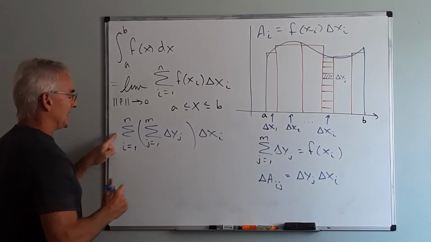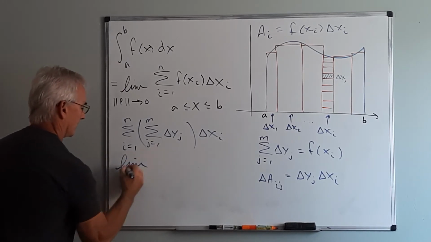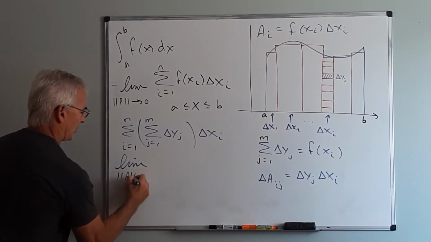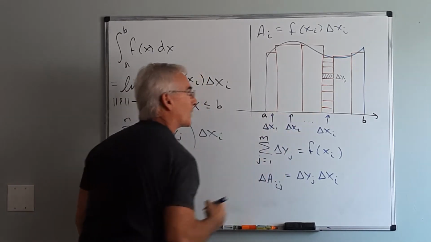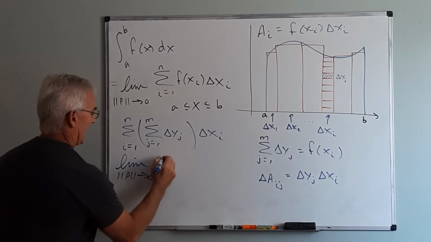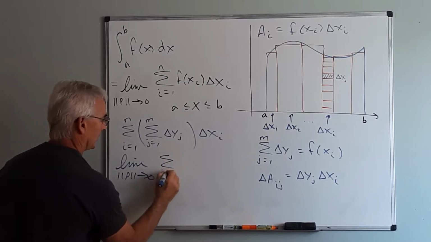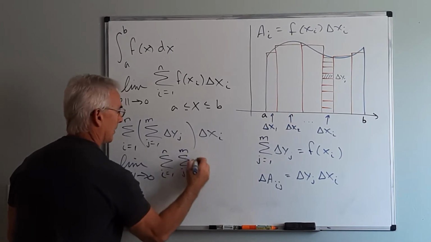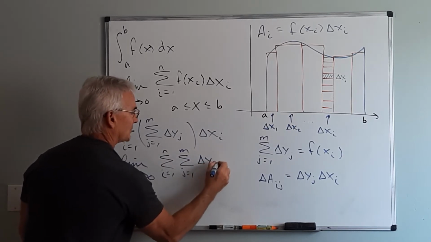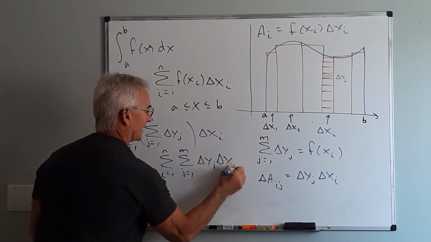So when I take the limit of this quantity, now the norm of the partition would represent the largest such little rectangle's area, and we would do a double sum, i equals 1 to n, j equals 1 to m, delta y_j delta x_i.